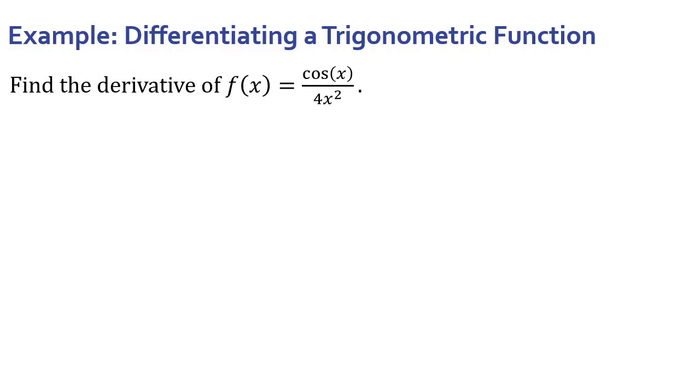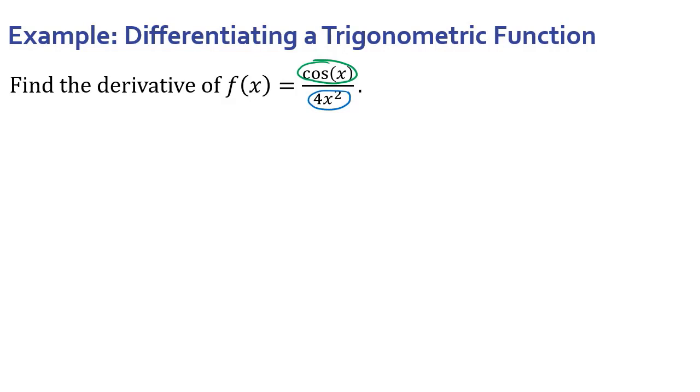Find the derivative of f of x equals cosine of x over the quantity 4x squared. So to do this derivative, first let's identify and notice that we are working with the quotient of two functions. I can't differentiate this function as is, but I can figure out what the derivative of cosine is, and I can figure out what the derivative of 4x squared is. So let's use the quotient rule for this.